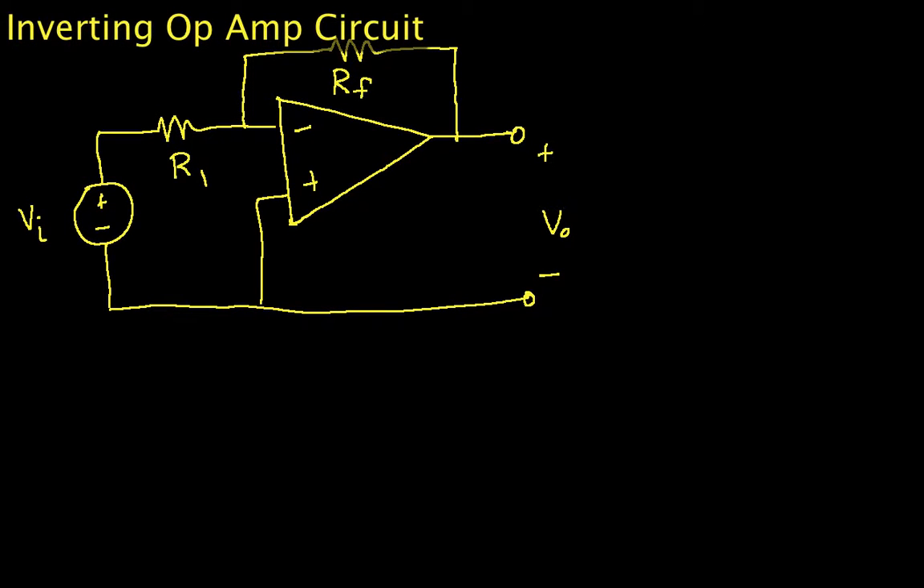Welcome to this video in which we will analyze an inverting op-amp circuit and show you how to use it to create a circuit that has gain as well as changes the sign of the input. That is, the output will be some multiple of the input but with a negative sign.